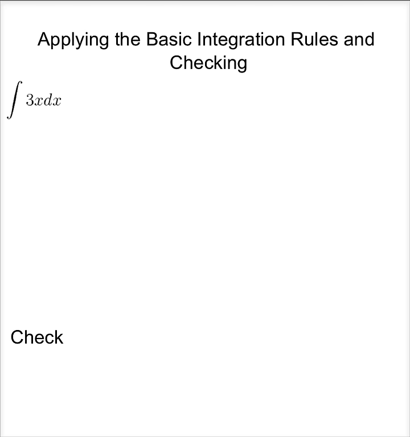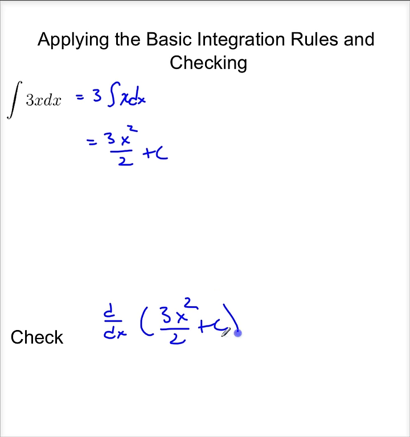Suppose I want to integrate 3x dx. Well, I know this is the same thing as 3 times the integral of x dx. I can factor that constant out. So this is 3, I raise the power by 1, divide by 2, plus c. Now how do I check? I just take the derivative with respect to x of 3x squared over 2 plus c. So this is 3 halves times 2x, and of course the plus c goes away, so this is 3x. This equals my integrand, so I'm good.